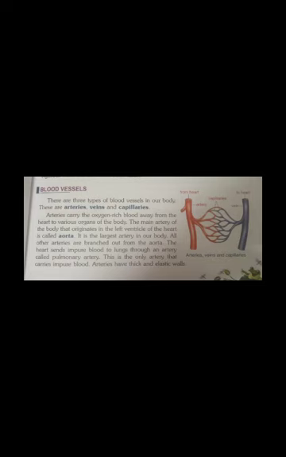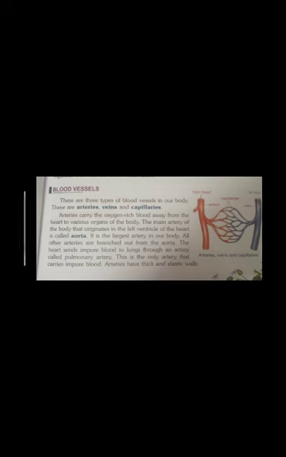Now this deoxygenated blood or carbon dioxide rich blood is taken to the heart again. From the heart, it is sent to the lungs, where purification of the blood takes place. That means it will convert from deoxygenated blood, or carbon dioxide rich blood, to oxygenated blood. So veins collect the carbon dioxide rich or deoxygenated blood from different organs and bring it back to the heart.